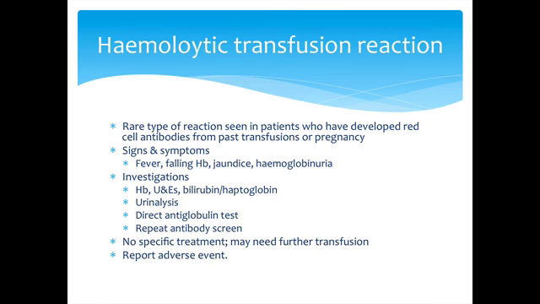Hemolytic transfusion reaction is actually a rare type of reaction, and it's seen in patients who've developed red cell antibodies from past transfusions or pregnancies. So they might present with fever and a falling hemoglobin, and also look for jaundice and check their urine again for hemoglobinuria. So investigations: urinalysis, Hb, U&Es, bilirubin and haptoglobin. You can do a direct antiglobulin test and a repeat antibody screen as well.